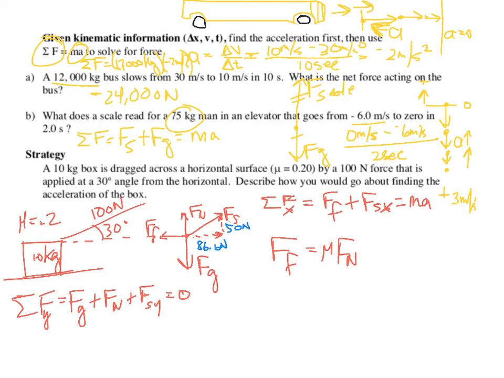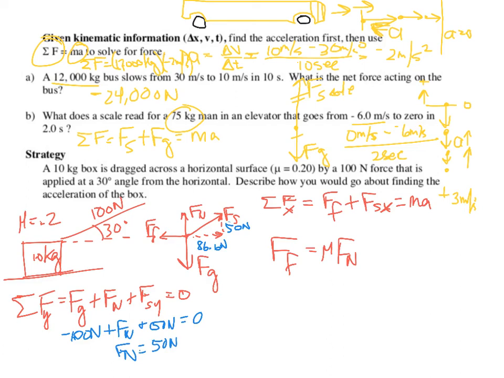Okay, so now put this in the y summation. What's the Fg? That's negative 100 newtons, because it's 10 kilograms, that's a 100 Newton weight in the negative direction. Plus Fn, which we'd like to find, plus Fsy, which is positive 50, equals 0. That means the normal force is 50. That's an equal sign, not a negative sign. So the normal force is 50.